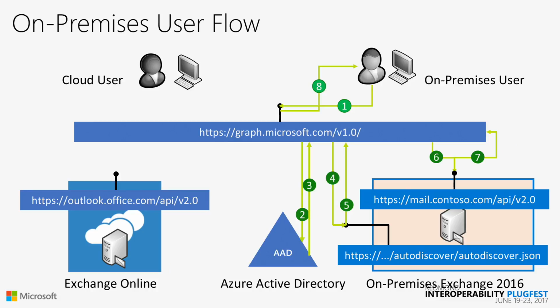So steps number 1 and 8 are exactly the same as what the cloud user received over here. There's no difference between the behavior for the cloud user or the on-prem user. So now, with a single endpoint, you will be able to access the on-prem users as well.